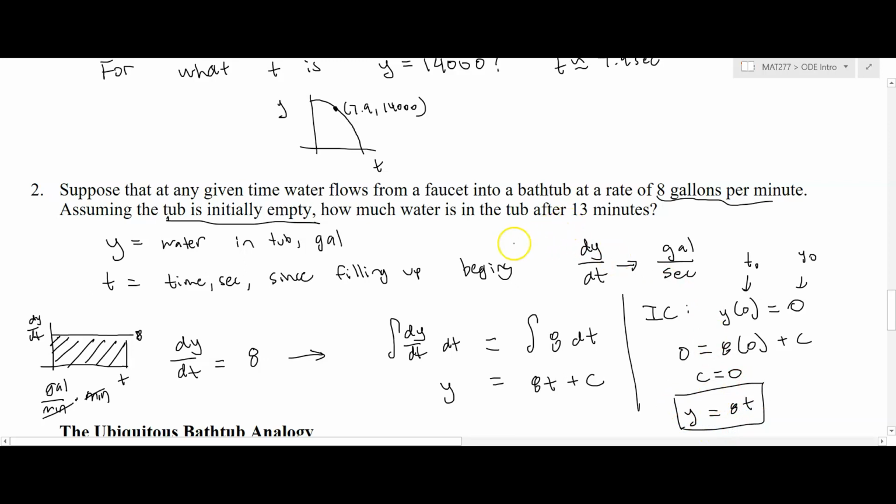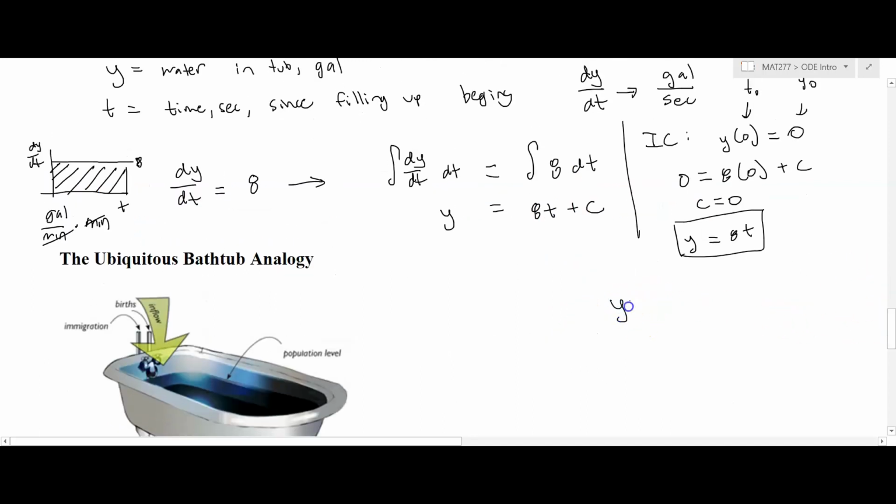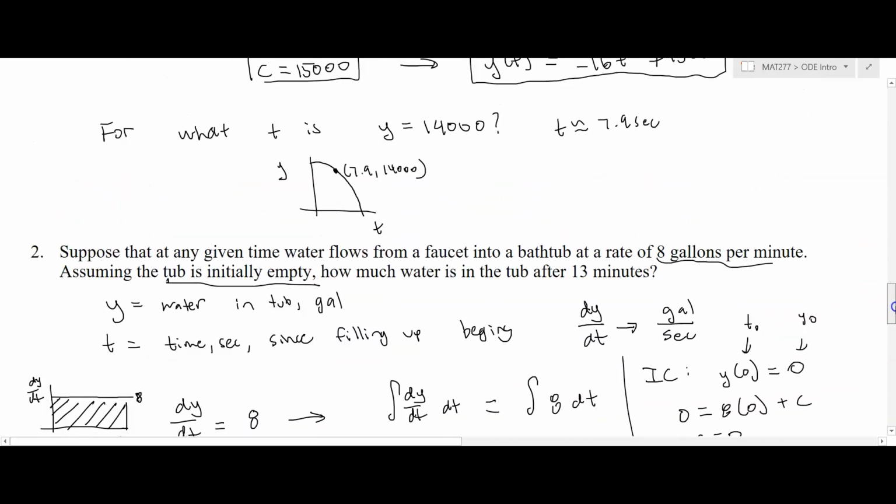All right, now we can answer this question. How much water is in the tub after 13 minutes? That's going to be answering the question, what is y of 13? And we could also write this as y of t. I'll do that. y of 13 is going to be 8 times 13, which is 26, 52, 104, I believe, 104 gallons.